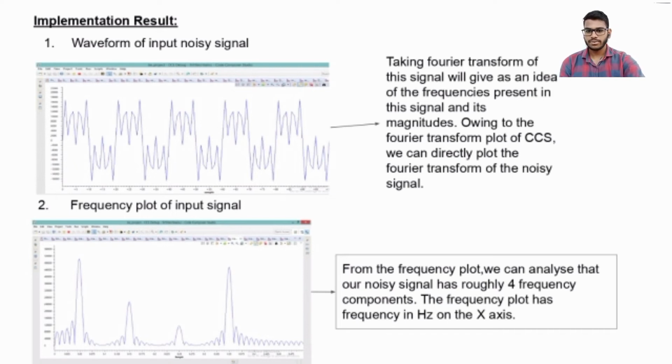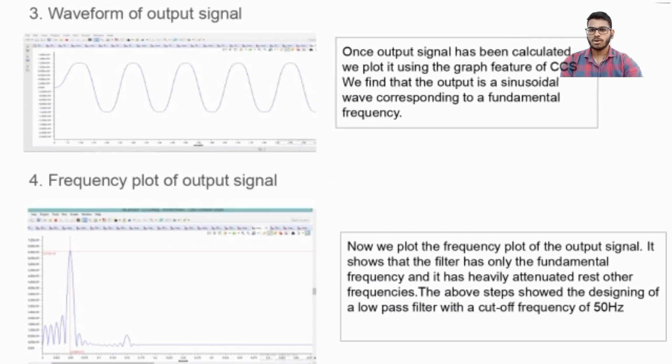Second graph is a frequency plot of input signal. From this frequency plot, we can analyze that our noisy signal has roughly four frequency components. The frequency plot has frequency in hertz on the x-axis. Third graph is of waveform of output signal. Once output signal has been calculated, we plot it using the graph features of CCS.